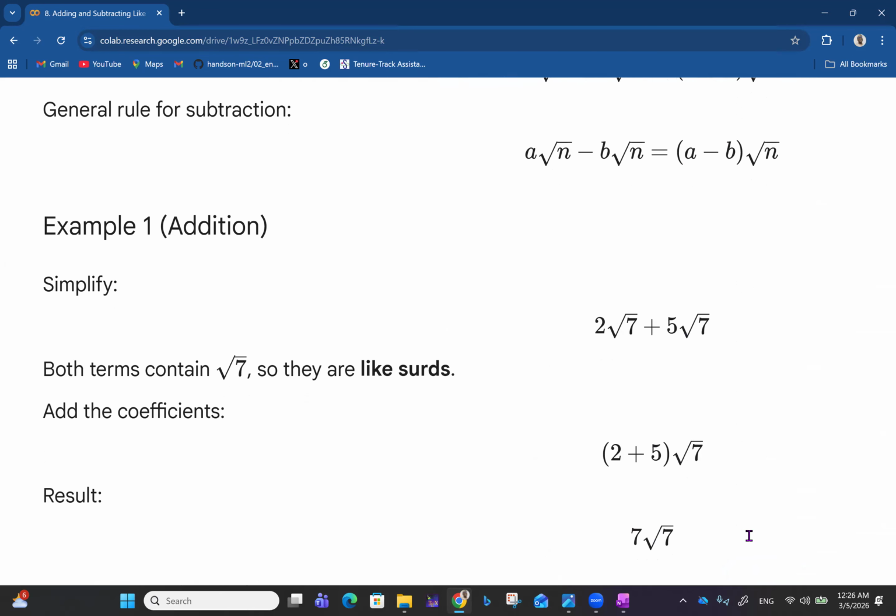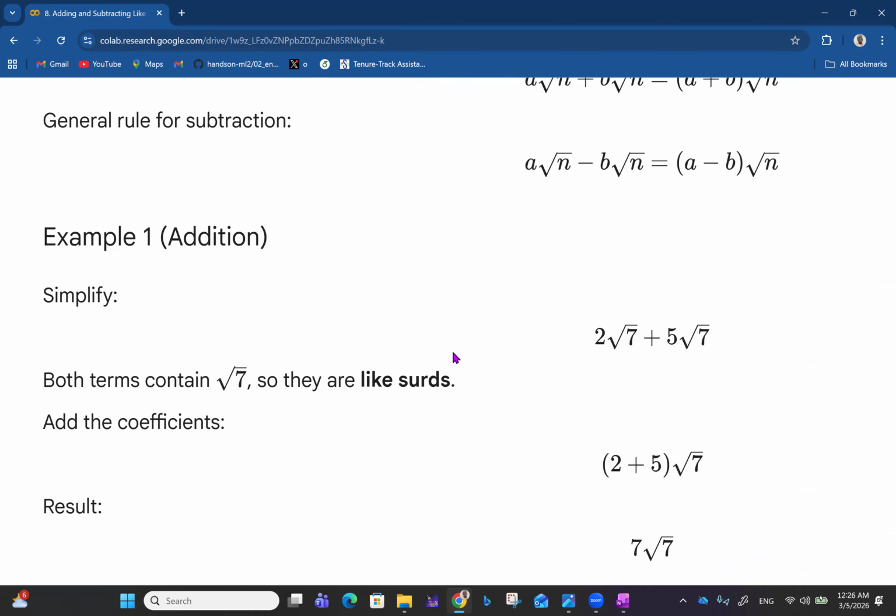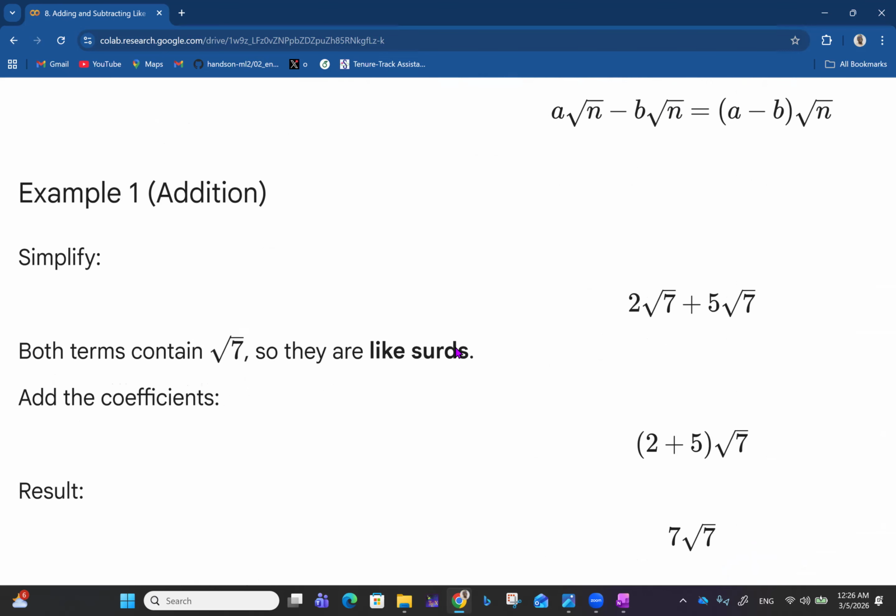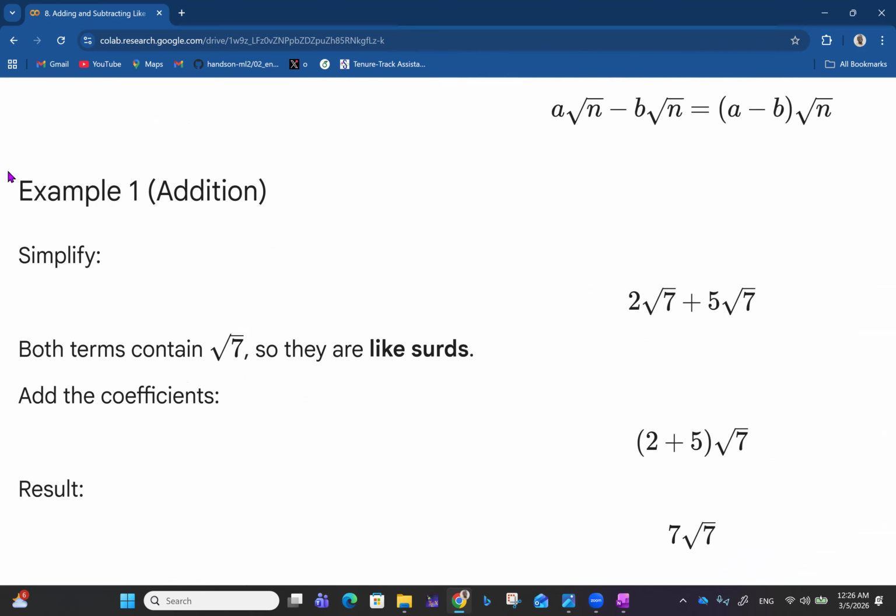So example one now, you want to simplify 2 root 7 plus 5 root 7. So both terms contain root 7. So they are like surds, and since they're like surds, you can add them together. So you just add 2 and 5, or more like factorize root 7. So you have 2 plus 5, root 7. And the result is 7 root 7.